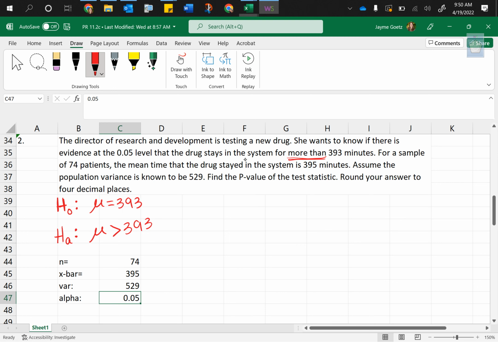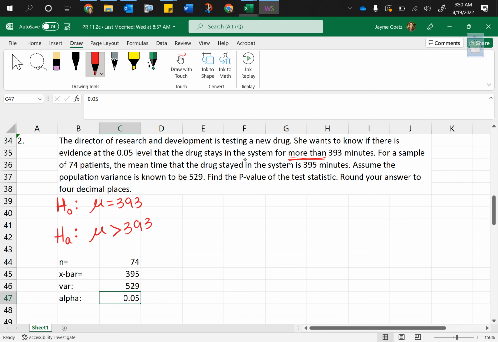And then it says, assume the population variance is known to be 529. So I put in here variance, but what symbol represents the population variance? Sigma squared. And that means my alpha is 0.05. So tell me, if I know sigma squared, do I know sigma? Yes. Okay, so on this example, sigma is known.